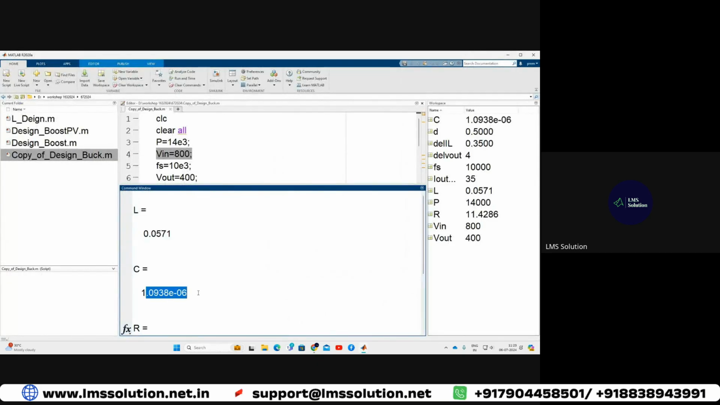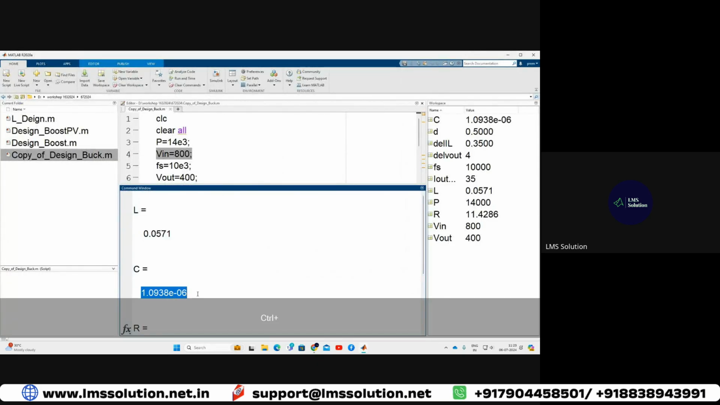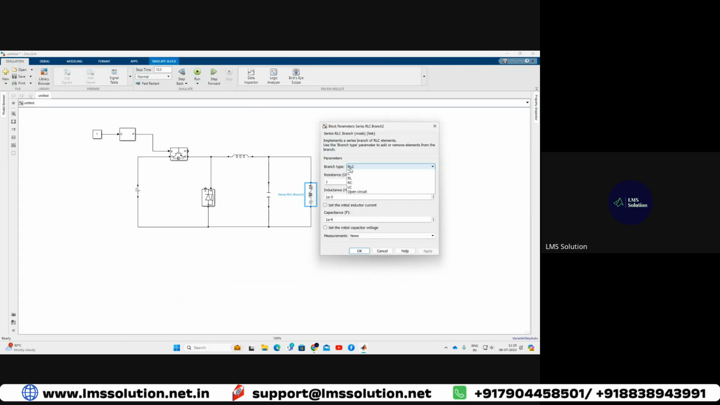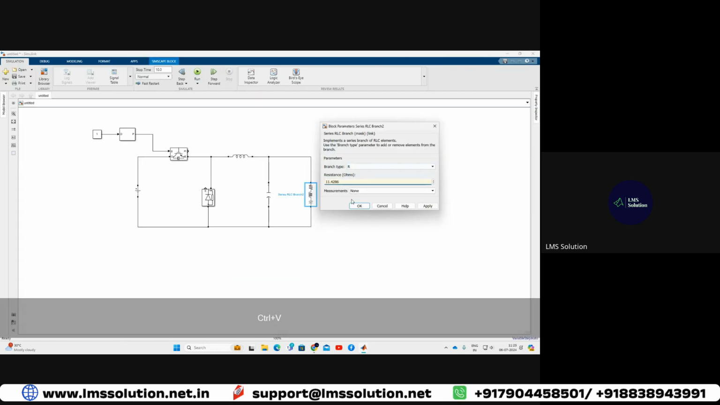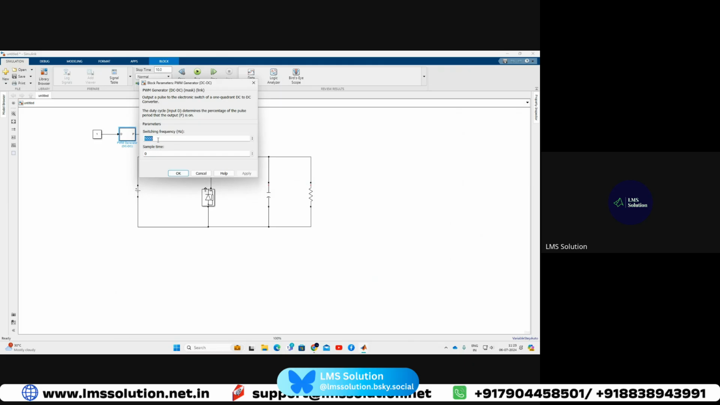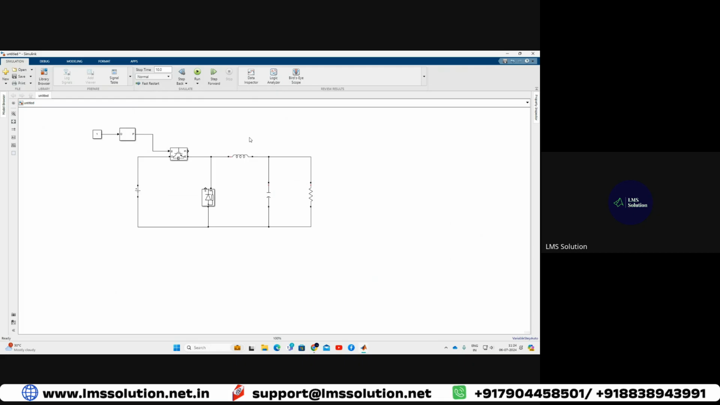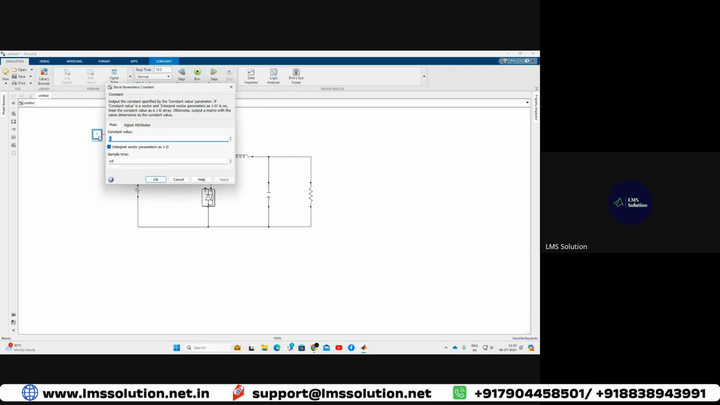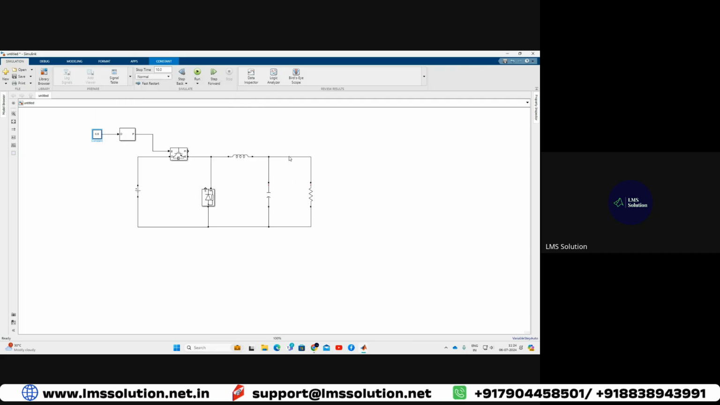Then we fix the capacitor. The capacitor value is 1.09 times 10 to the power minus 6, and the load resistance is 11.4286. Next, you fix the switching frequency at 10 kilohertz. I think we have included all the details: source voltage, inductor, capacitor value, resistor value, and switching frequency. Next you fix the duty cycle here at 0.5. Next we need to check the output result. For that I'm going to use a voltage measurement and a current measurement. Here I'm going to connect the current measurement block.